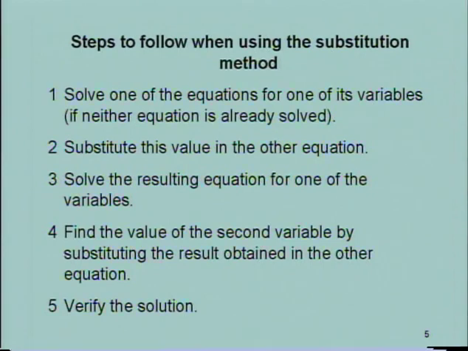Steps to follow when using the substitution method. There are 4 simple steps, and we can add on a 5th step to verify the answer. The first step, solve one of the equations for one of its variables if neither equation is already solved. The second step, substitute this value in the other equation. The third step, solve the resulting equation for one of the variables. The fourth step, find the value of the second variable by substituting the result obtained in the other equation.